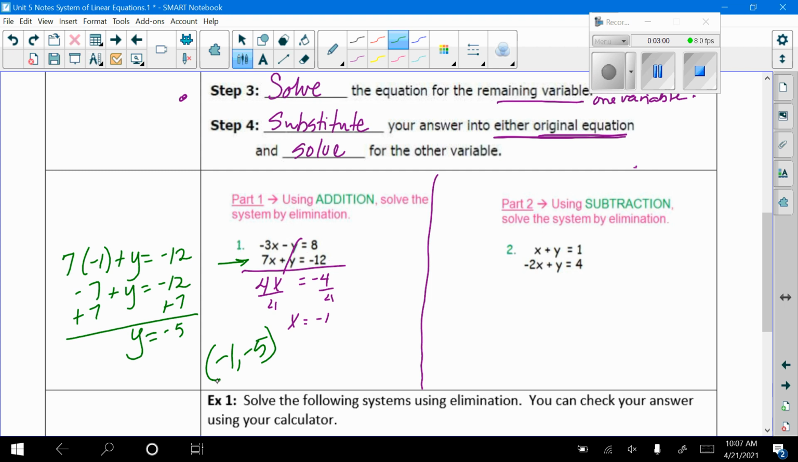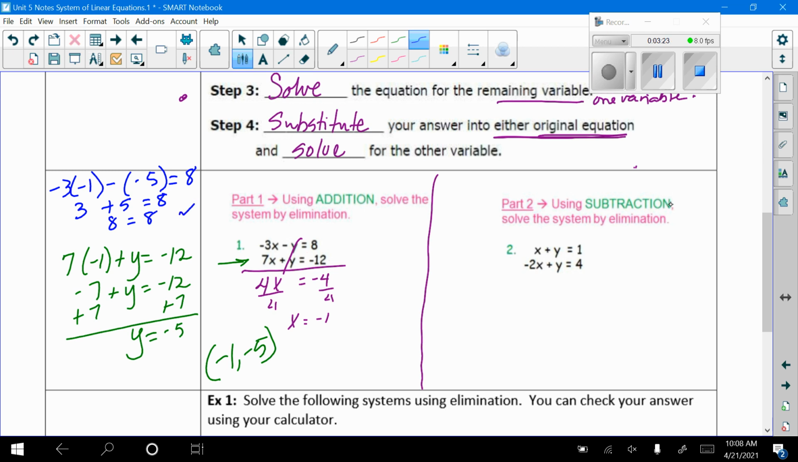If I plug that into the other equation, it should work. If it doesn't, I know I made a mistake. So it would be negative 3 times negative 1 minus the y value of negative 5 equals 8. Well, this gives me 3 plus 5, which is 8. So yes, it all checks out, so it works.